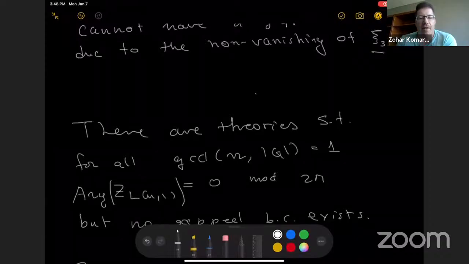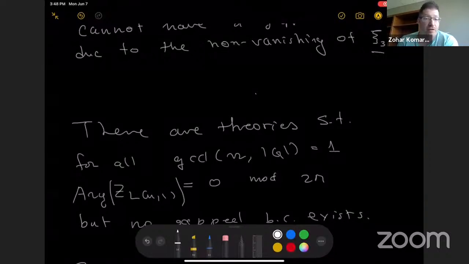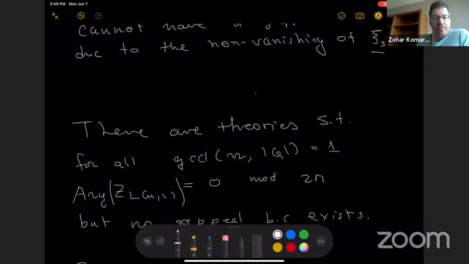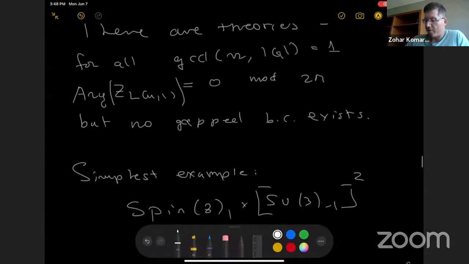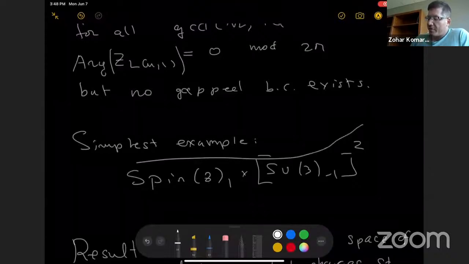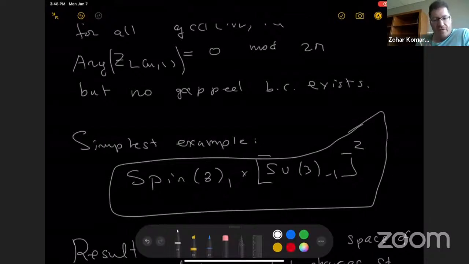Are there abelian theories for which all these higher central charges are actually vanishing mod 2 pi? So there is no obstruction as far as the Cn go, but actually still a gapped boundary doesn't exist. Okay, this is now a more difficult question. And the answer is yes. This is the simplest example. You can also prove that in some sense it's the simplest example.